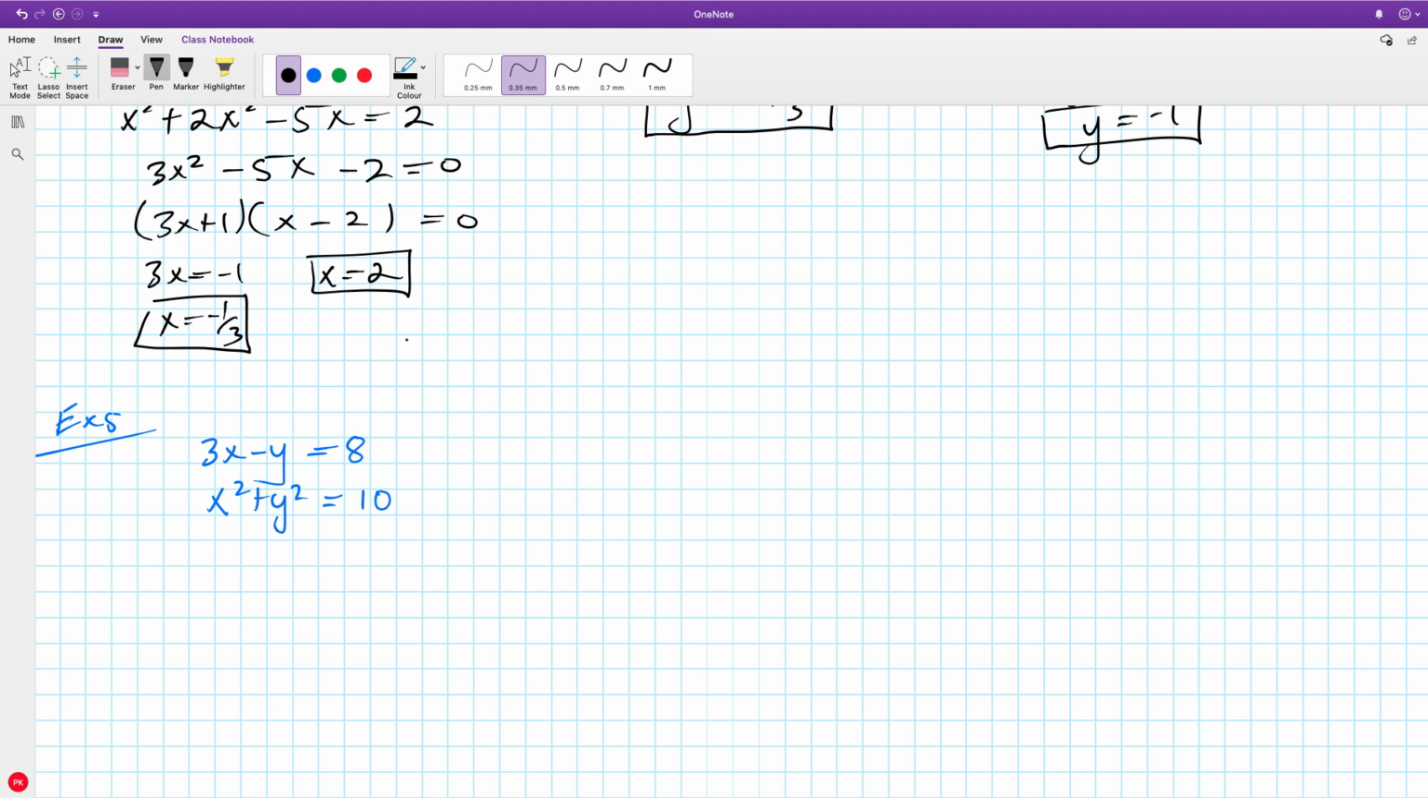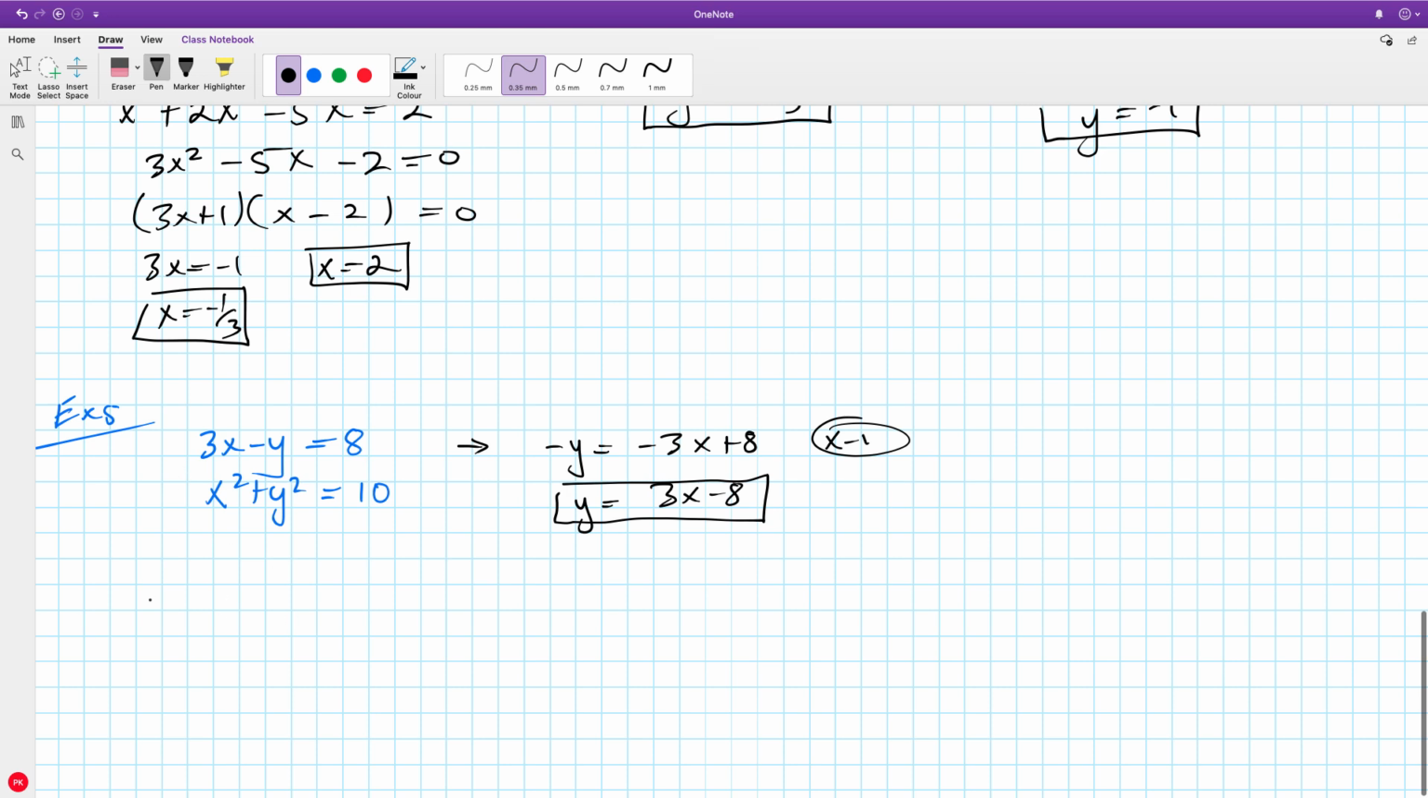Right, let's have a little look at it. So we have 3x minus y is equal to 8, x squared plus y squared is equal to 10. Take out our top: minus y is equal to minus 3x plus 8. Y is equal to 3x minus 8. You just multiply it across by minus 1, or change the sign, to make life easier. Is that alright?